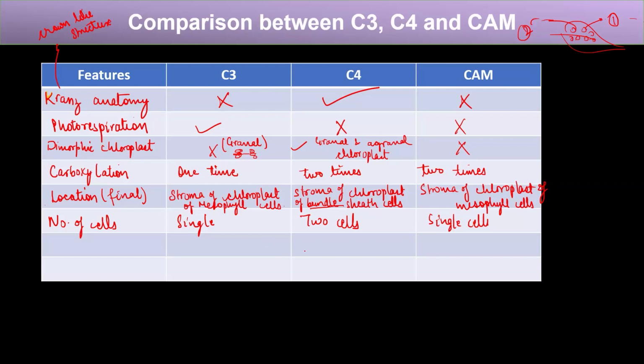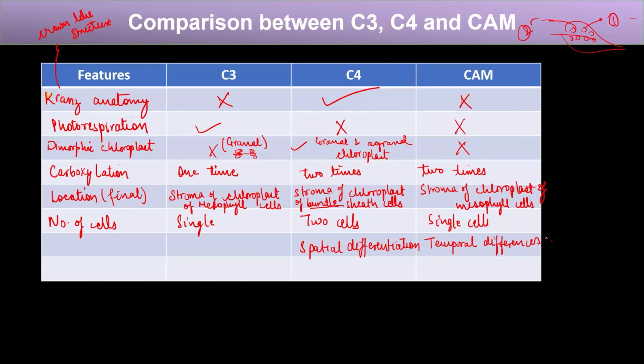So here we can say that it has spatial differentiation. Spatial differentiation means that the entire dark cycle is divided into two spaces: one is the bundle sheath cell and one is the mesophyll cell. While in the CAM, it is only one type of cell, but there is a time difference. So it has temporal difference. The reaction takes place at different times.